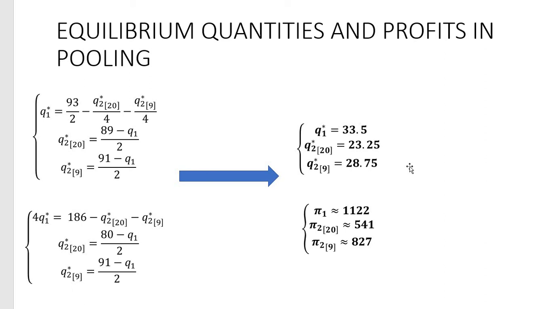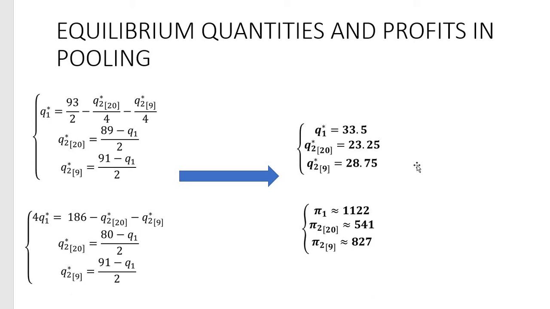So again, you can put these values into the profit functions and you will figure out that the profit of the first firm will be approximately 1,122. For the second firm, profit will be 541 if marginal cost of the second firm is equal to 20, of course.